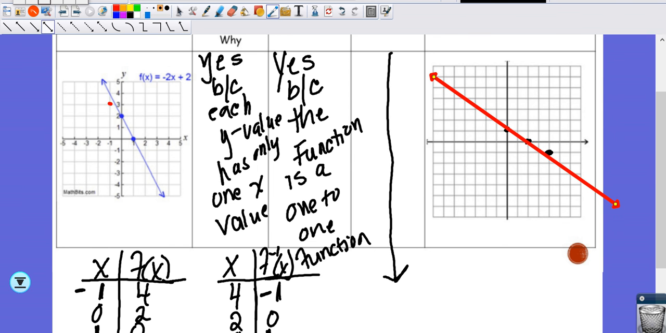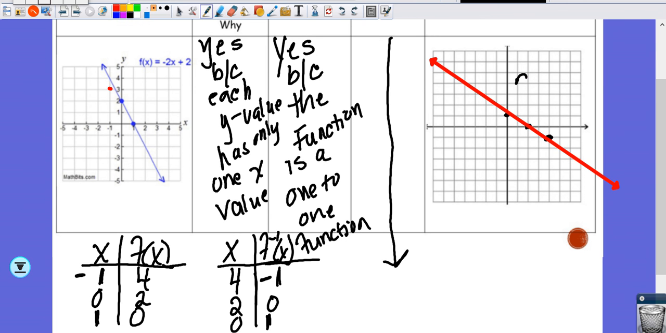And if you want to be even more accurate, then you go and get some more points and just switch the x and y. So this is the inverse function of that function right there. And you're done. All right, you're done.